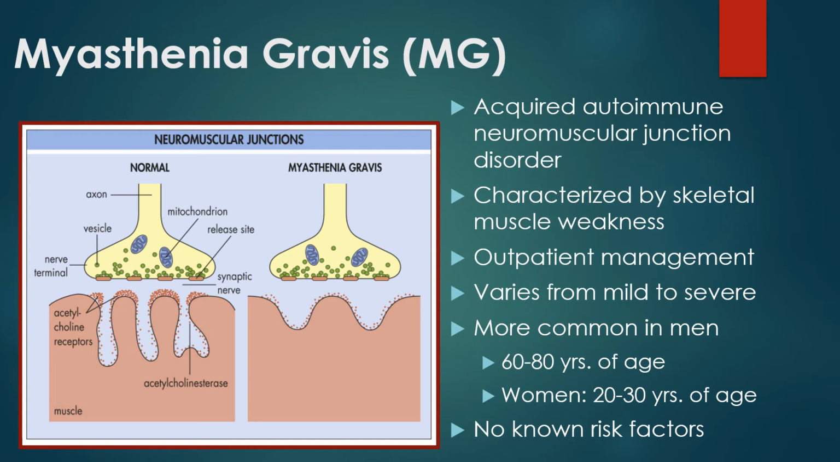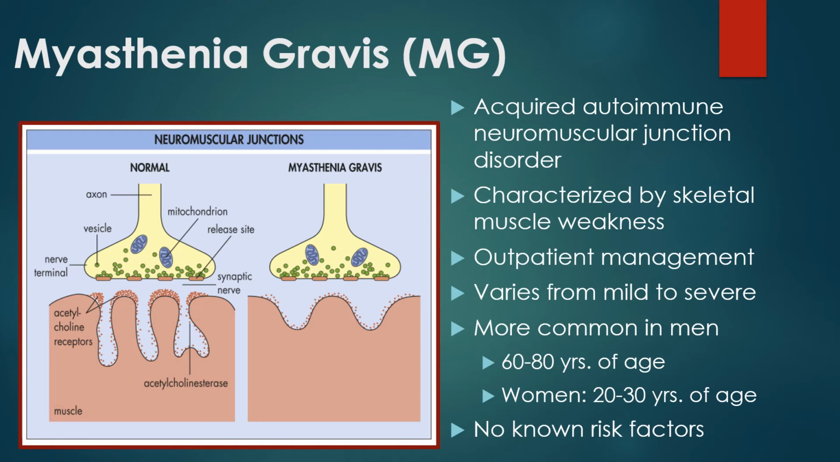In myasthenia gravis, or MG, anti-ACH receptor antibodies bind with ACH receptors, causing destruction of receptor sites. The postsynaptic membranes lose their folds and ACH binding is blocked. In myasthenia gravis, remember that there is an adequate amount of ACH released, but postsynaptic receptor sites are not available. The result is skeletal muscle weakness and fatigue.